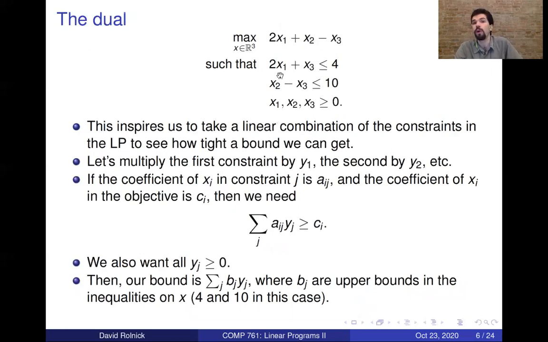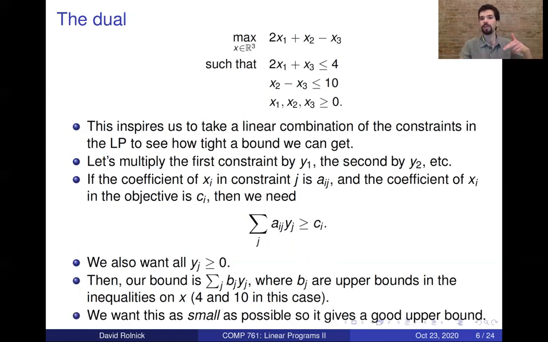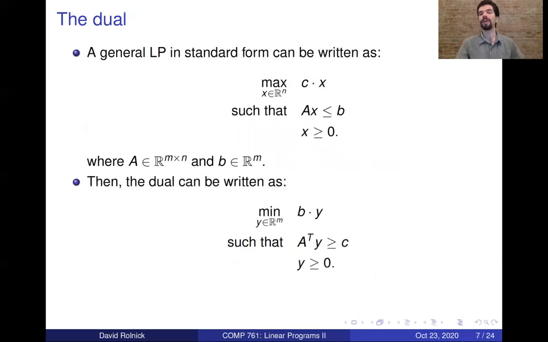We needed to know that the coefficient on x1 from our linear combination is greater than or equal to the original coefficient on x1 in the objective function. So we're going to have a constraint for each one of our variables in the original problem. So we're swapping out the number of constraints and variables. Started out n variables, m constraints. Now we have m variables, n constraints.